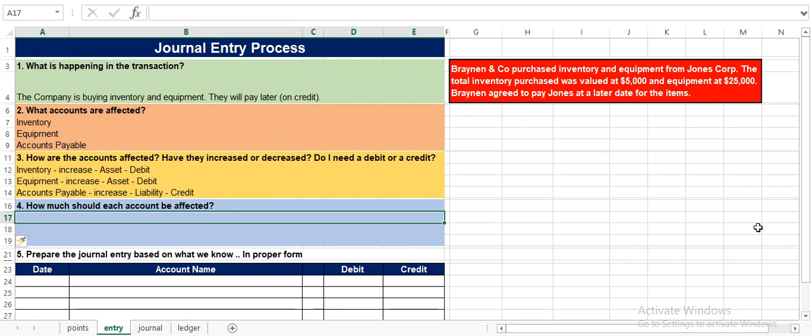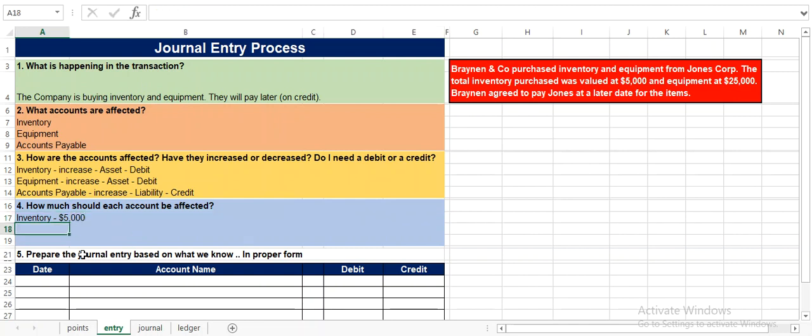So this is where you have to pay attention to what's happening in the transactions. In previous examples, it was straightforward, but this one involves 3 accounts and there's more information given. It says that inventory purchase was valued at $5,000. So that means that inventory can only increase by $5,000 because that's the only amount that we received. That's the value of inventory that we received. To put $25,000 would be incorrect because $25,000 is actually for equipment. That's the value of equipment that we now have.